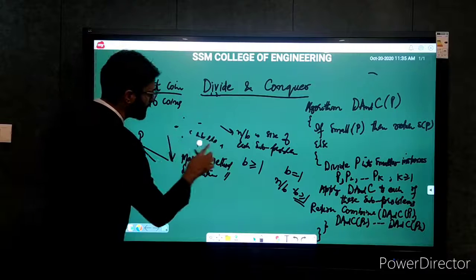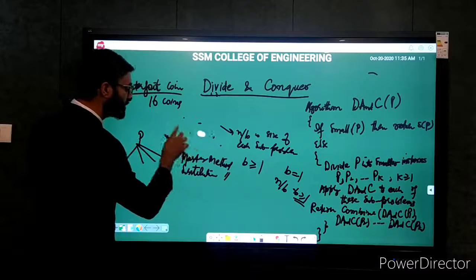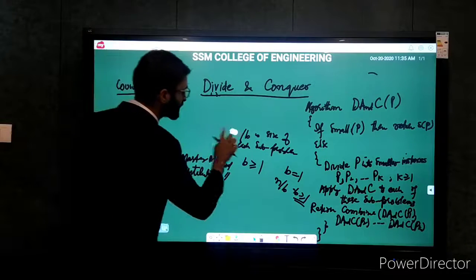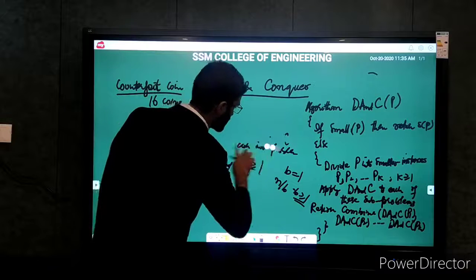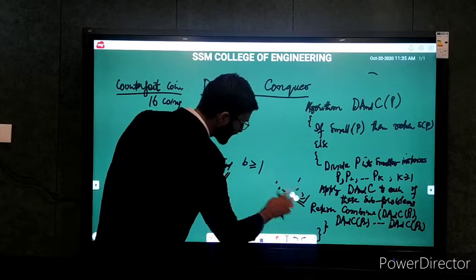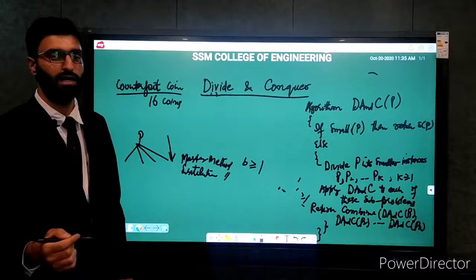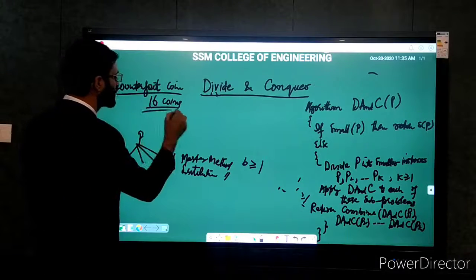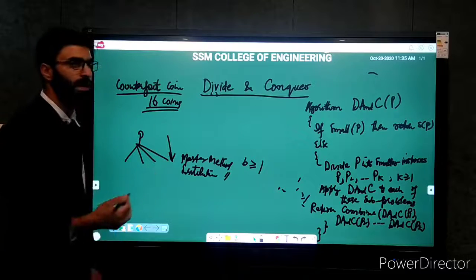By counterfeit we mean the counterfeit coin has a weight less as compared to the genuine coins, right? Means if we take a bag of 16 coins, one coin is counterfeit. So how do we find it?